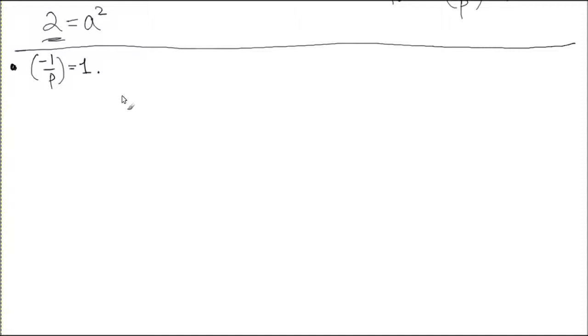Let me organize myself a little bit. So here's a little discussion that leads to the idea. Let's think about the situation that (-1 over p), the Legendre symbol, is -1. What does that mean? It means -1 is not a quadratic residue, right? So when we have this non-square, we consider the field extension, right?